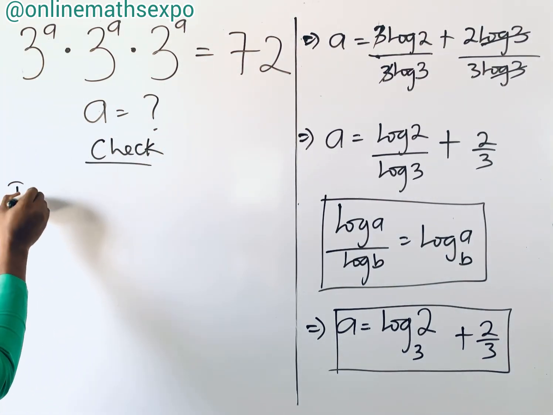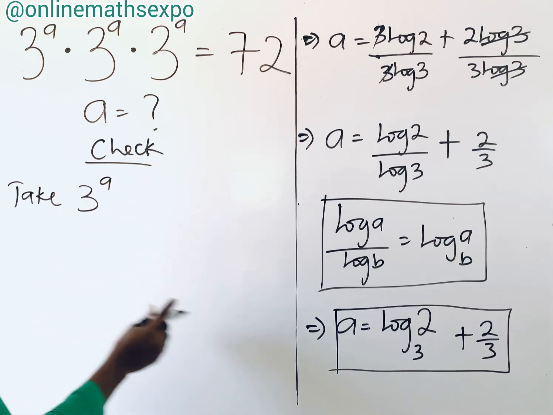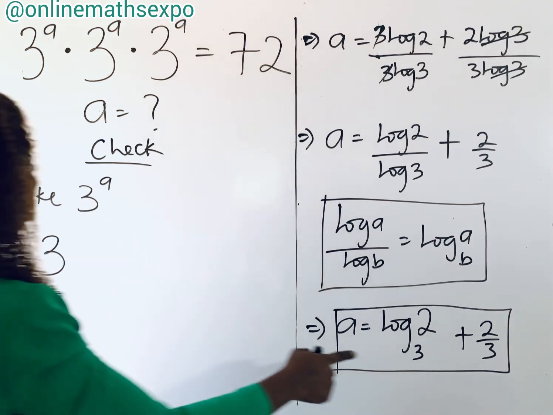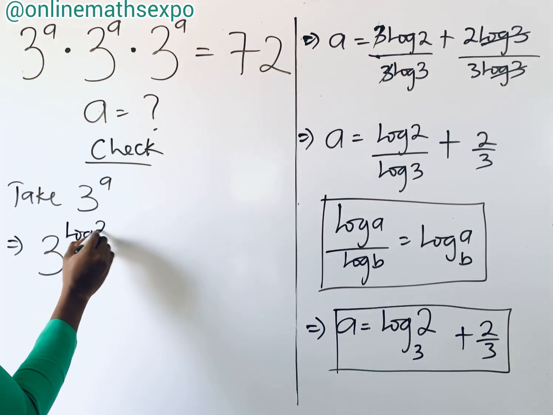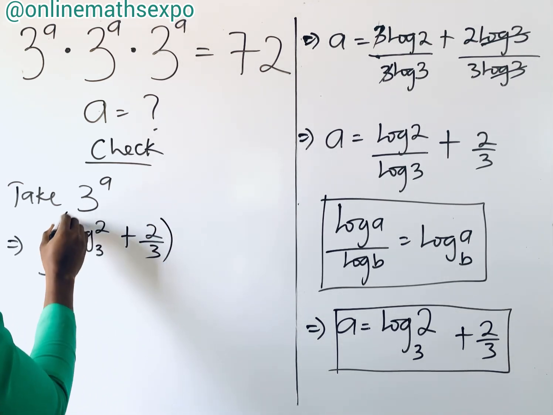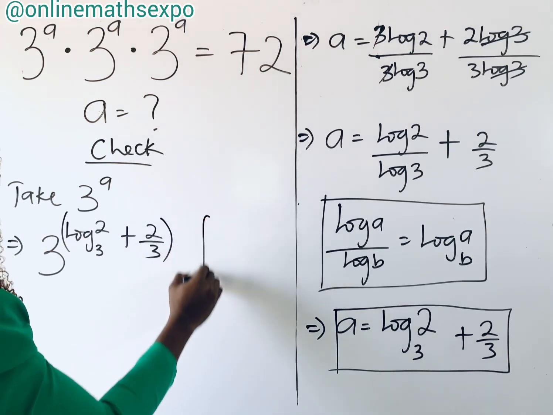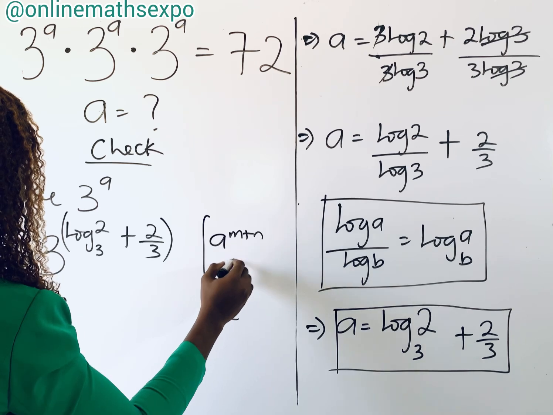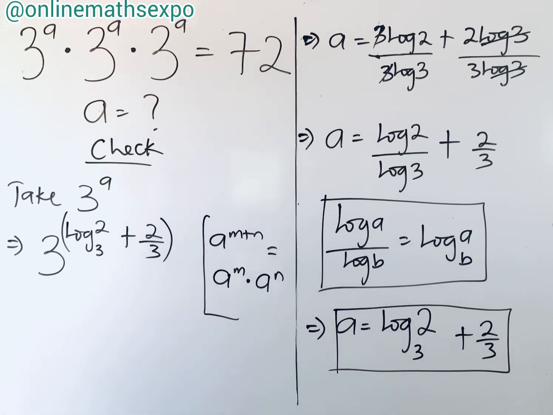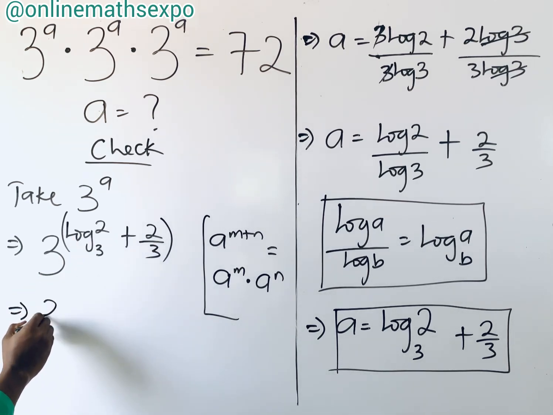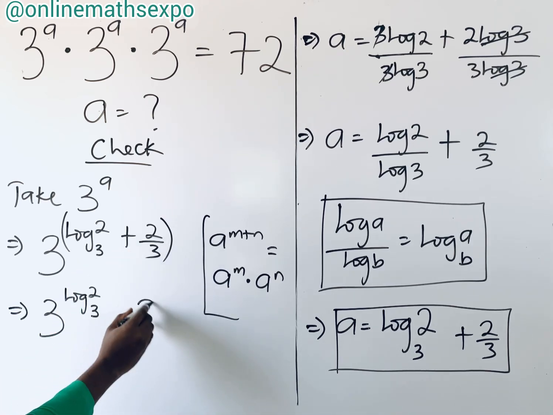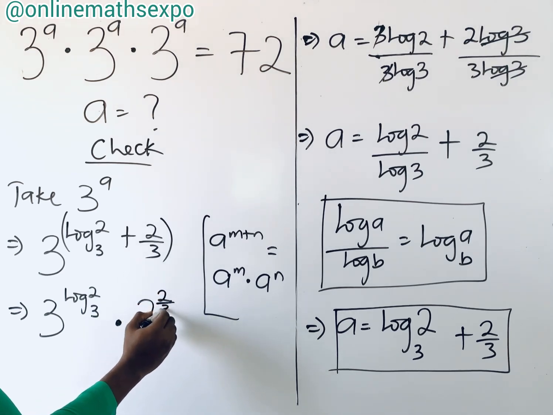So to do the check, let's take 3 to the power of a. Plug this value in. We are going to have 3 to the power of, our a is log of 2 base 3 plus 2 third. Interesting. Now, this is what we want to simplify. Remember, we said for every a to the power of m plus n, it is equal to a to the power of m multiplied by a to the power of n. So we're going to apply it here. This will give us 3 to the power of log of 2 base 3, and the plus will turn to multiplication, so we have 3 to the power of 2 on 3.